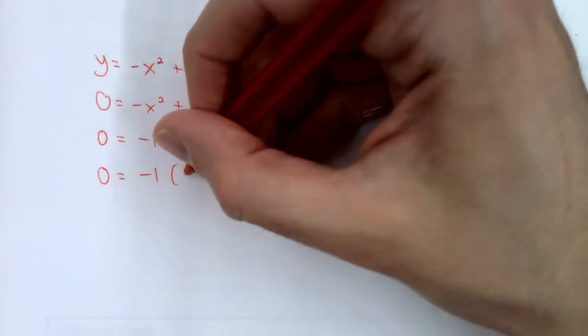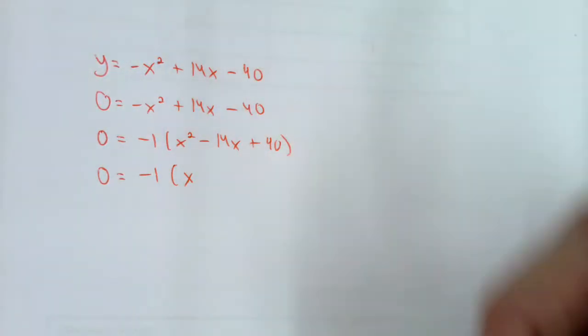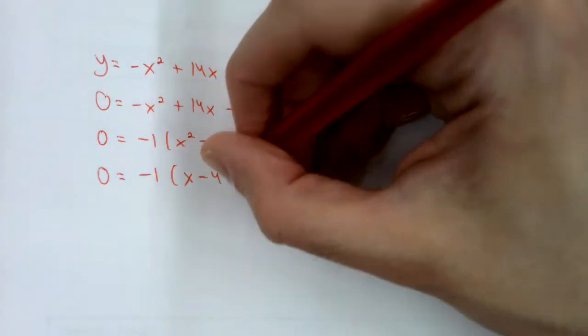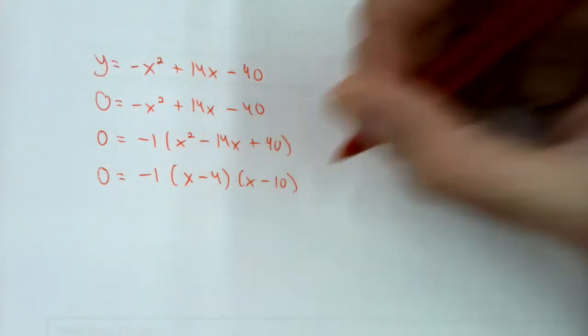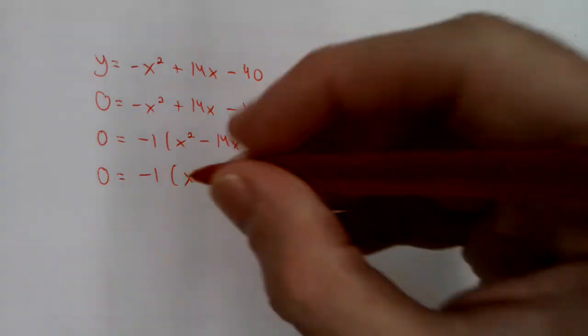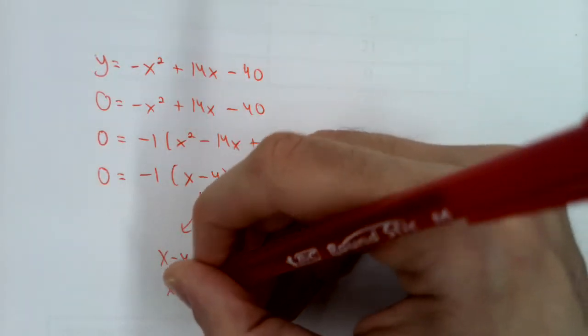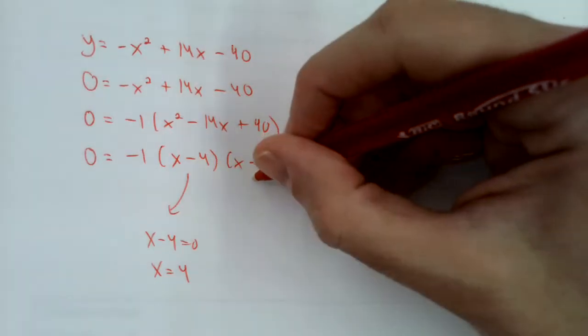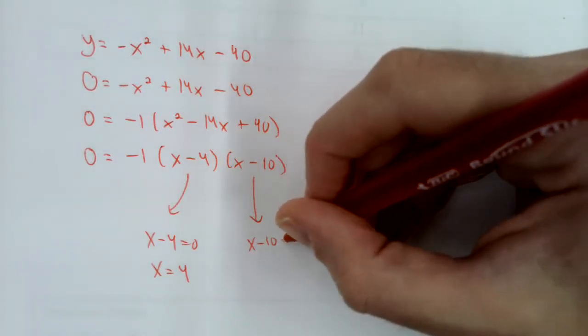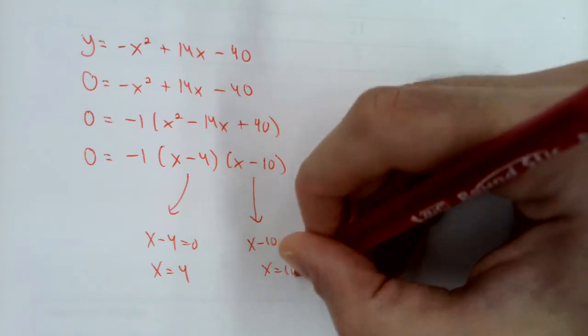Pause the video if you need to. Multiply to 40, add to negative 14. x minus 4 times x minus 10. And now you set each one equal to 0 and you solve. x minus 4 equals 0, x equals 4. x minus 10 equals 0, x equals 10.